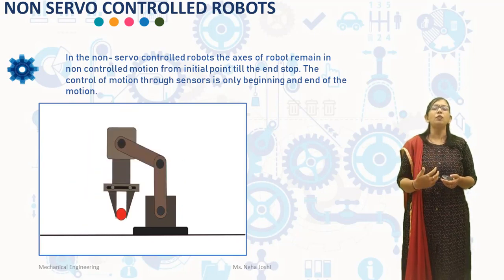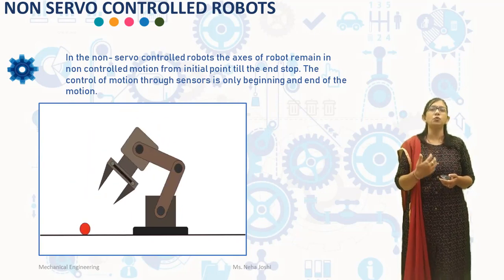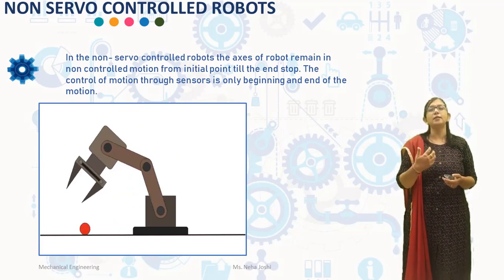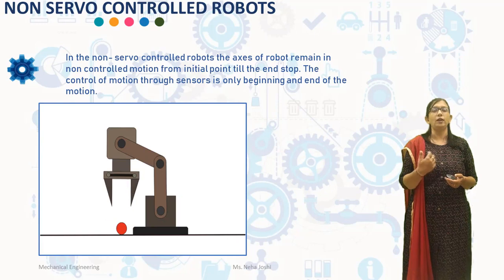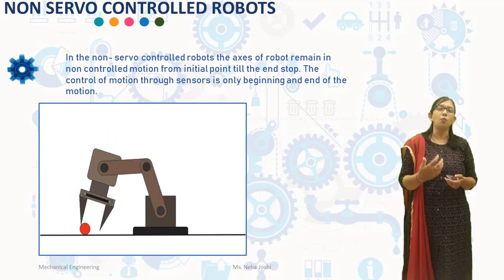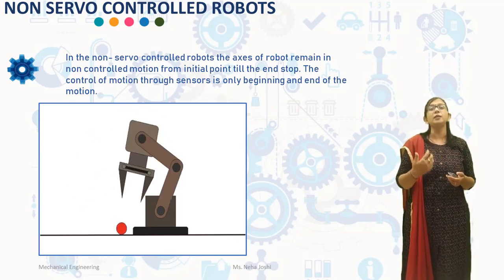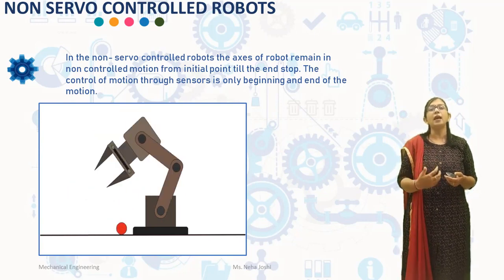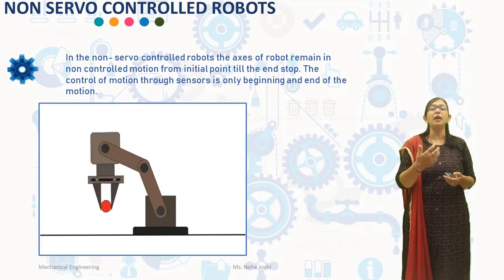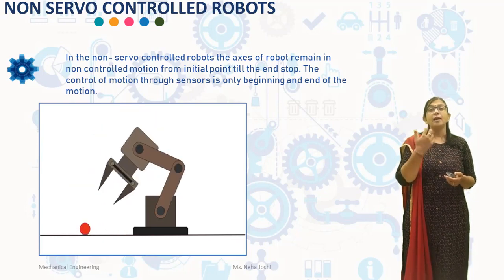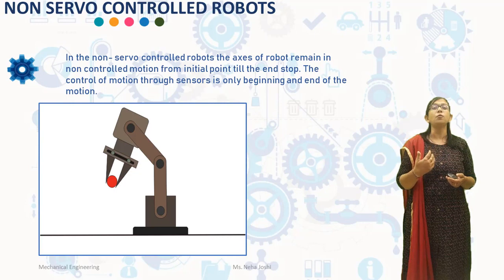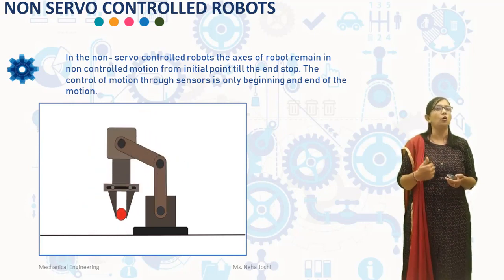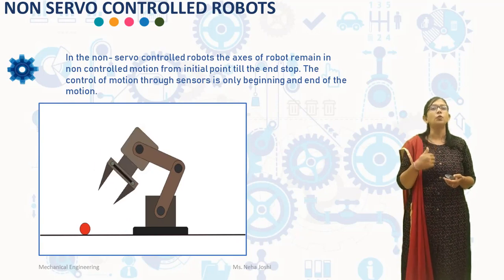The programming involves setting the desired sequence of the motion of different axes in the controller and adjusting the end stop for each axis accordingly. Non-servo control robots, which are also called limited sequence robots or endpoint robots, are the simplest type of robots. Pick and place robots are an example of non-servo control robots. Here you can see a simple pick and place robot, which is a non-servo control robot.